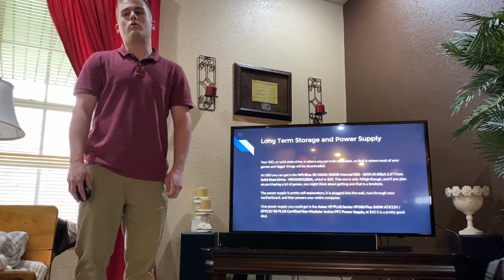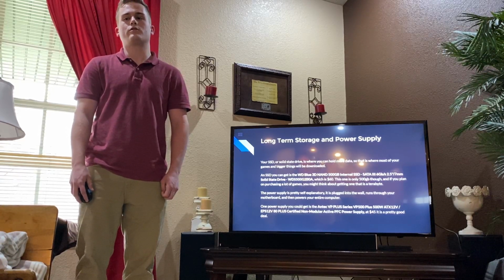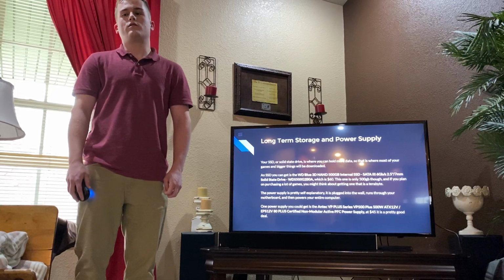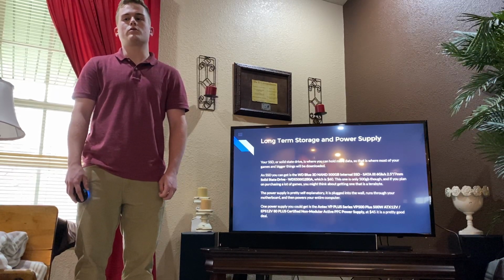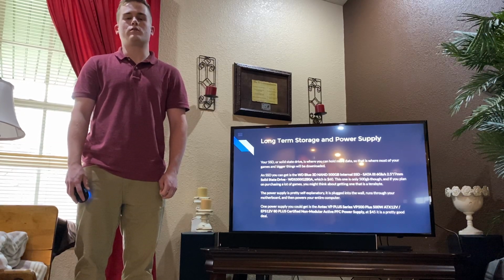The power supply is pretty self-explanatory. It is plugged into the wall, plugged into your power source, runs through the motherboard, and then powers your entire computer. This is a power supply you could get that would run pretty much all of the parts that you would ever need. At $45, it's a pretty good deal.